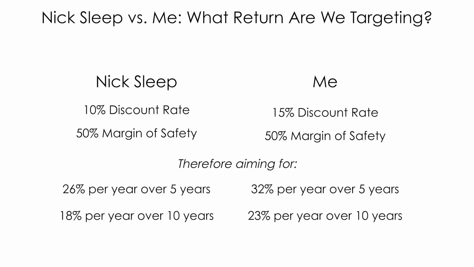So when we include that 50% margin of safety, again, as we spoke about earlier with Nick Sleep, he targets 10% without a 50% margin of safety. And when you add that 50% margin of safety over a 5-year period, that means he's targeting 26% per year. Because I'm targeting 15% plus a margin of safety, I'm actually targeting 32%. So I'm much more conservative. And then the same is true over a 10-year period. He ends up targeting about 18% per year over a 10-year period, while I'm targeting about 23% per year.